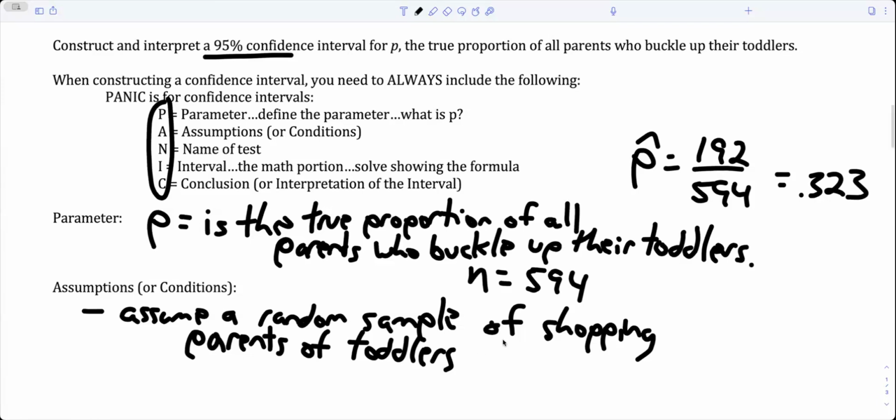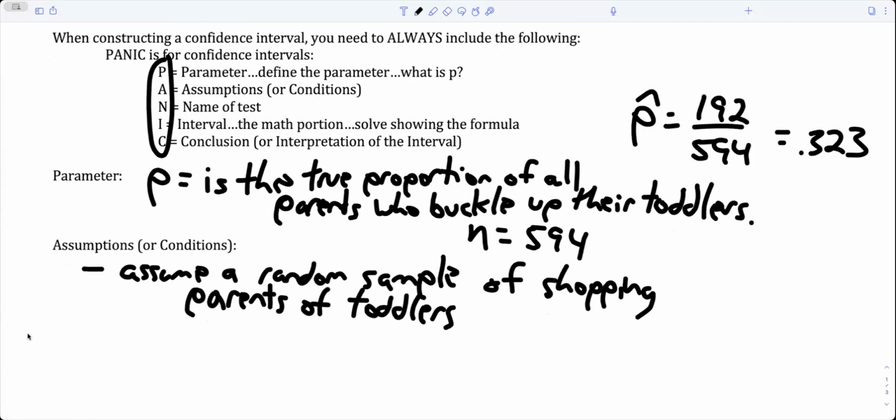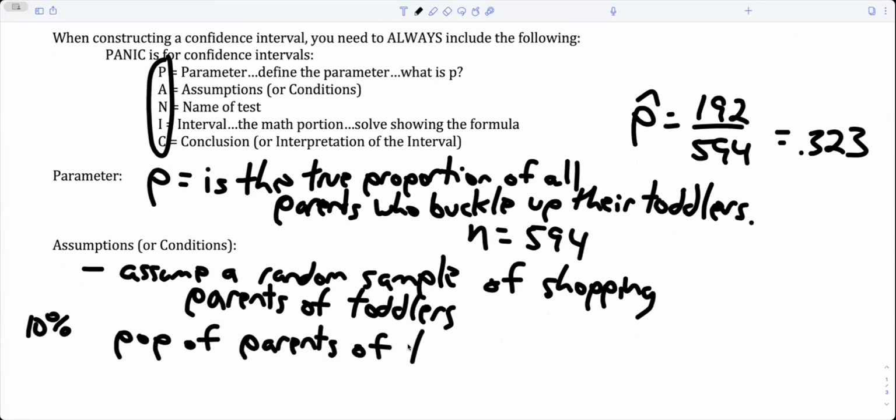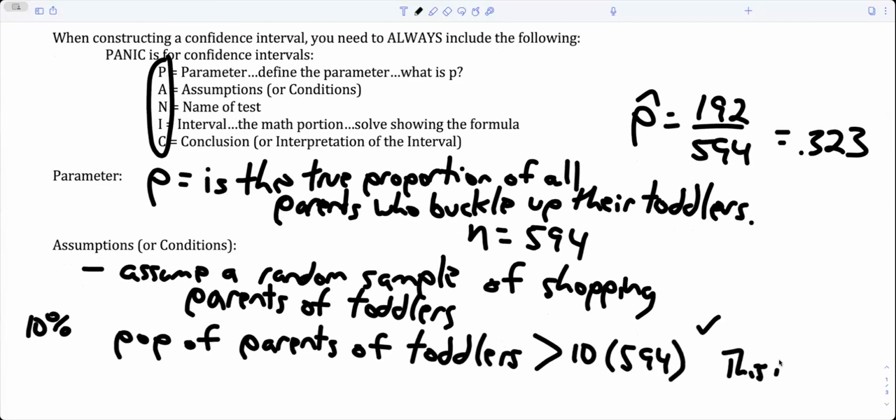Number two, population. Let's do the 10% condition. So the population of parents of toddlers must be greater than 10 times my sample size, so 10 times 594. And this is reasonable.